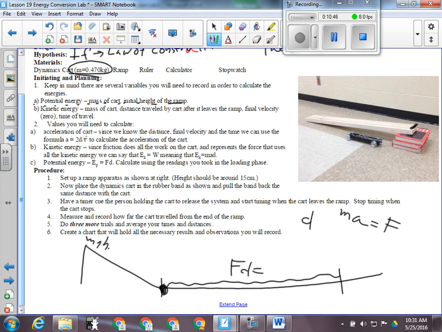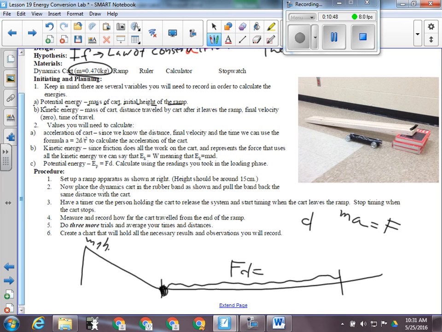Now, to calculate the acceleration, that's right here in part 2A, and it says that in the analysis here as well. We're going to calculate the acceleration of the cart by multiplying the distance by 2 and dividing by time squared. That'll give us the acceleration. You're never going to use that formula except for this lab in Science 10.